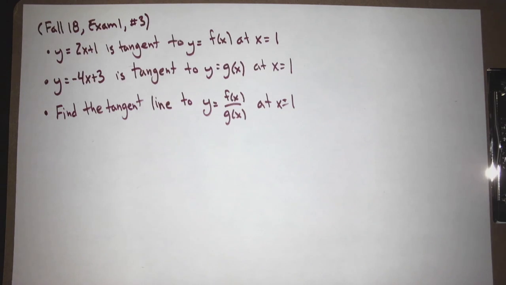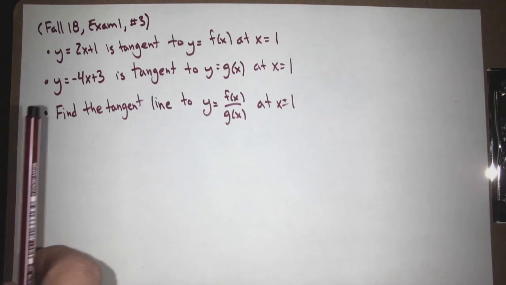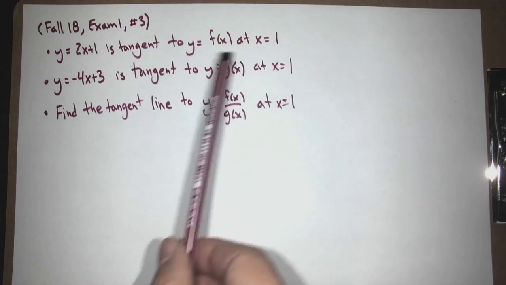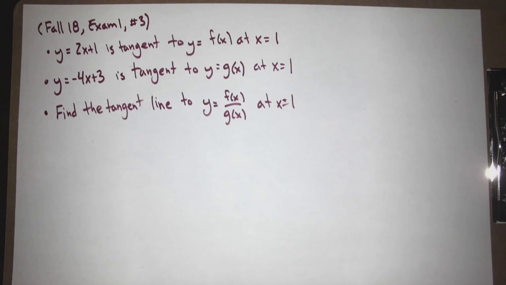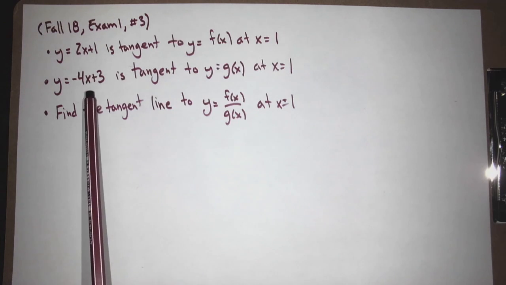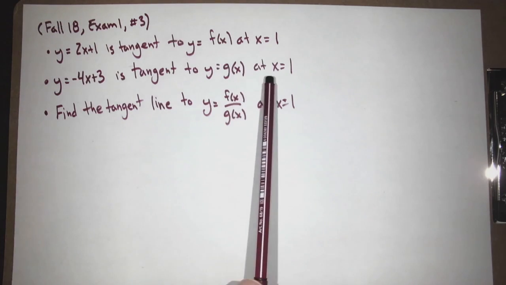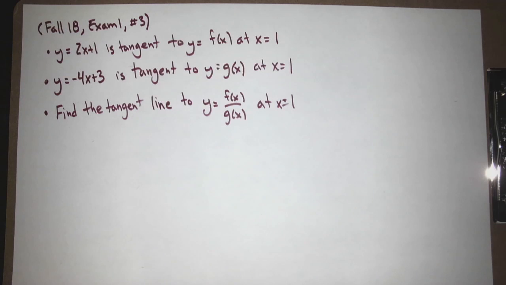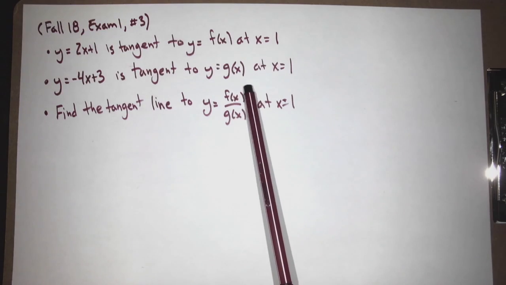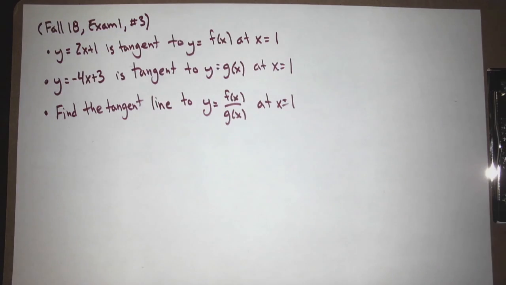It says, we're going to tell you some things. We're going to tell you that y equals 2x plus 1 is tangent to y equals f of x at x equals 1, and that y equals minus 4x plus 3 is tangent to y equals g of x at x equals 1. That's what we're going to tell you. And then we're going to ask, find the tangent line to y equals f of x over g of x at x equals 1.